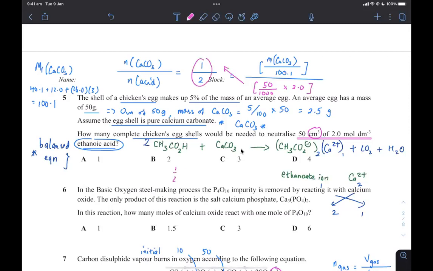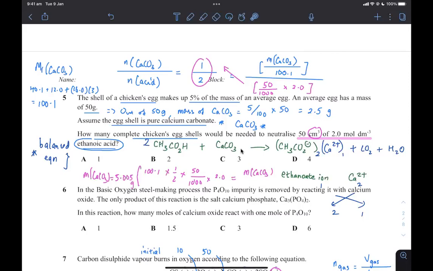So it becomes half times 50 over 1,000 times 2.0 equal to mass of the calcium carbonate divided by 100.1. I will now bring the 100.1 to the other side. It becomes multiplied. And then you just need to press your calculator. 100.1 times 1 over 2 times 50 divided by 1,000 times 2.0. I get 5 grams. So this will give me 5 grams of the calcium carbonate, around 5.005 grams.